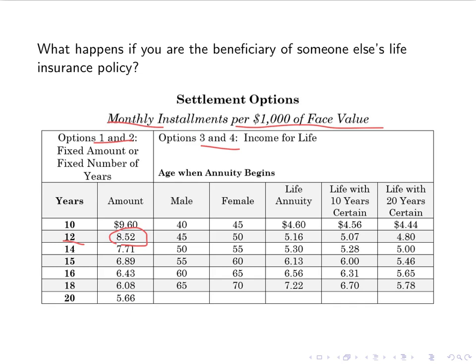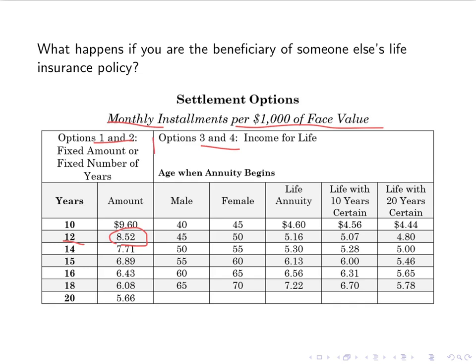Or you could say, I want to get $200 a month. And then we do the math and figure out how many years you could have that for. Okay, so that's options 1 and 2, a fixed amount or a fixed number of years. Options 3 and 4 are called income for life or annuities. So an annuity is when you're getting the same amount every month, in this case. Remember, we've talked about it before.